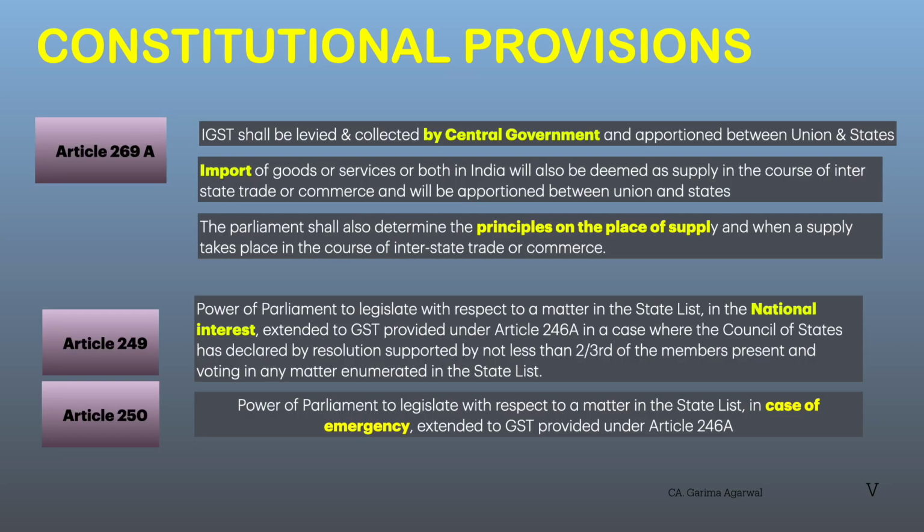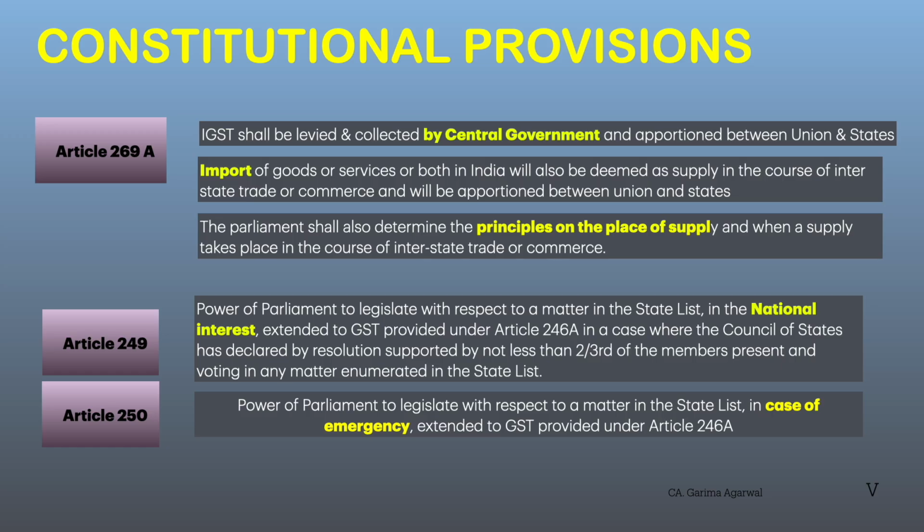Article 269A. Basically, Article 269A provides the constitutional backbone for the Integrated Goods and Service Tax. It mandates that only the government of India, that is the central government, has the authority to levy and collect tax on interstate supplies, that is where the movement of goods or services happens from one state to another. This tax collected is called the IGST, or the Integrated Goods and Service Tax. So what are the key provisions under this article?